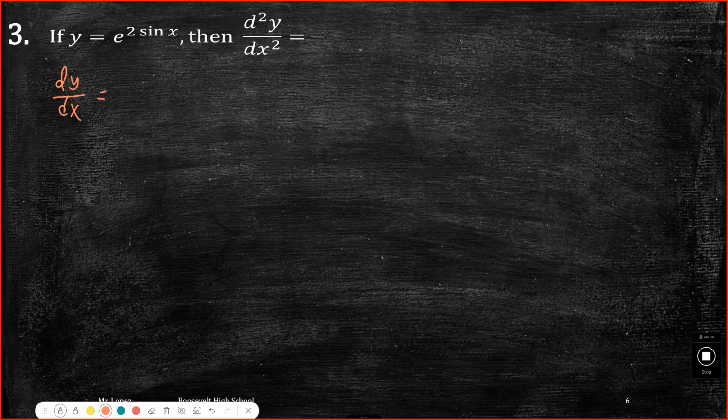So e to the 2 sine x, and then you take the derivative of this. Derivative of that is what? It's times 2 cosine x. Then we do the next derivative, d dx, 2 d dx squared like that.